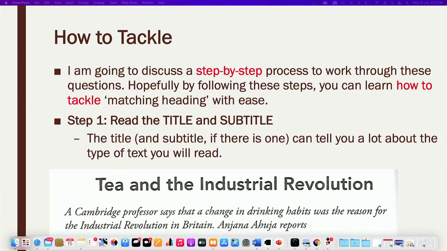you need to read the title. And if there is a subtitle, don't ignore it. As you see here, the title shows Tea and the Industrial Revolution. So you have a question in the beginning. Yes, I have read the title, Tea and the Industrial Revolution. So, what is it about? What do you think? This is a big question. What do you guess?